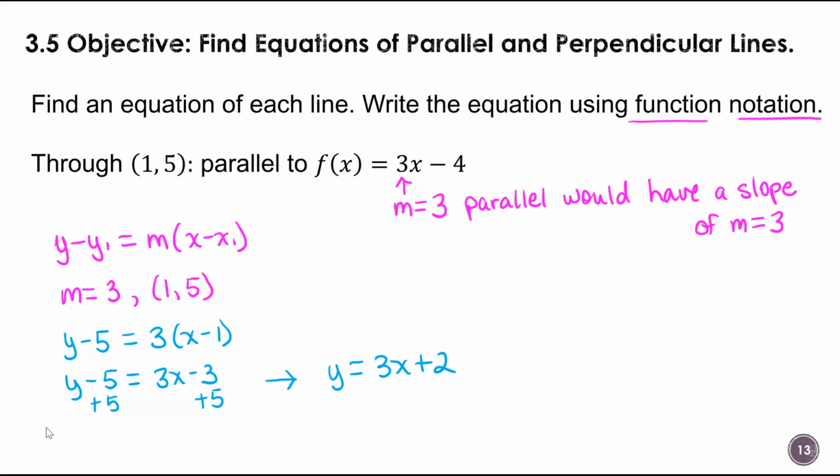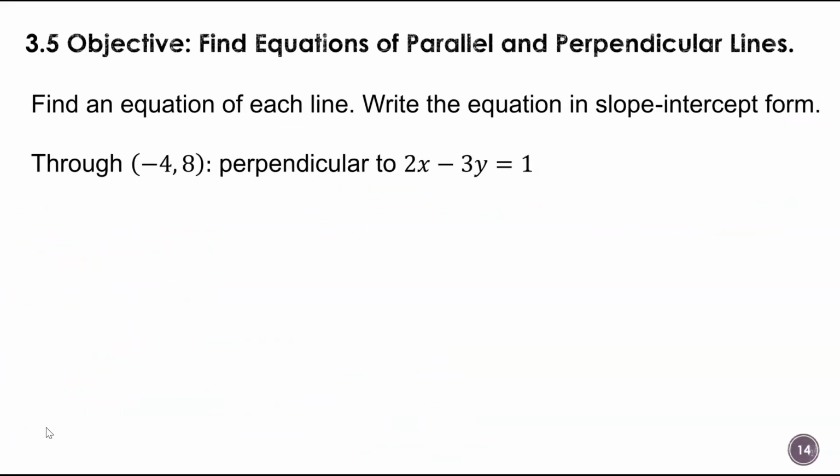And write it in function notation. All we do is replace the y with f of x. And there we have it. Okay, and that's it. The next one has to be perpendicular. So I'm subtracting a 2x because I have to find the slope of this line. I'm getting a little low on time and I don't want to make a third video because we're on our last example.